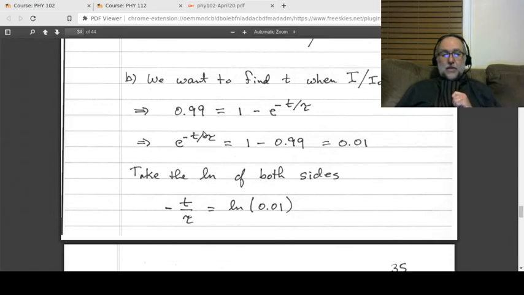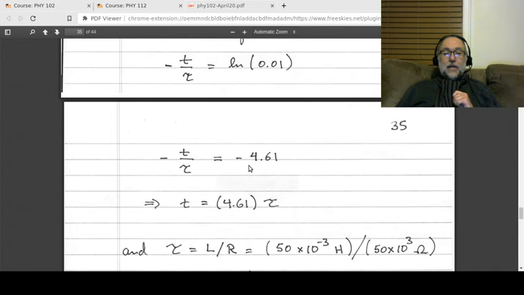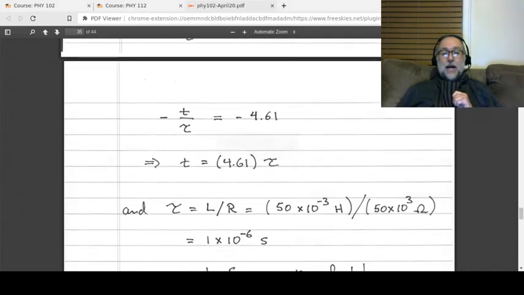Take the natural log of both sides. Taking the natural log of e to the minus t over tau just strips out the minus t over tau there. And the natural log of 0.01, well, you can do that on your calculator. It turns out to be negative 4.61. So you get that minus t over tau is negative 4.61. Now the negatives drop out, and that basically tells you that the time you have to wait is 4.61 taus.